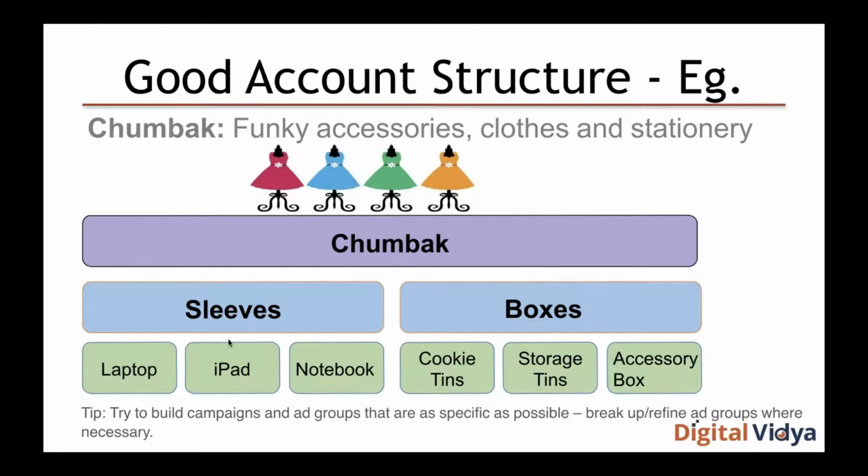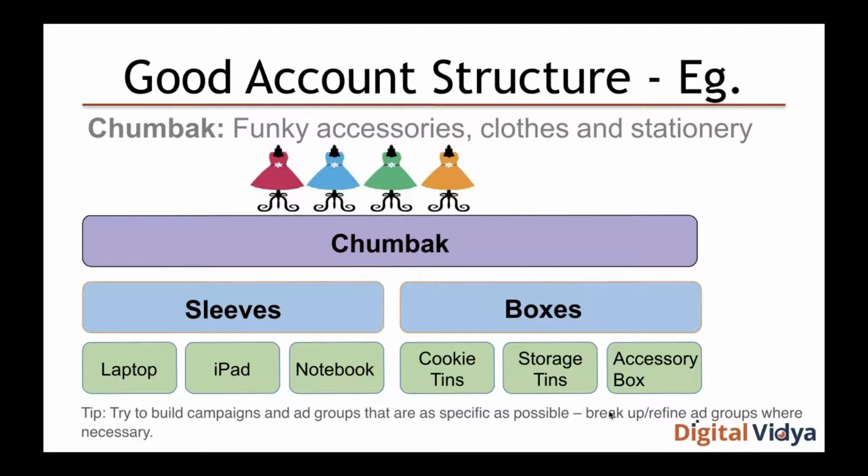So I think the distinctive part that we want to show you on this example is that cookie tins are also a kind of storage tins. Yes, Shri and Himanshu. And accessory box is also a kind of storage tin. If you look at it, they are both storage, but what we've done is we've kept everything separate.